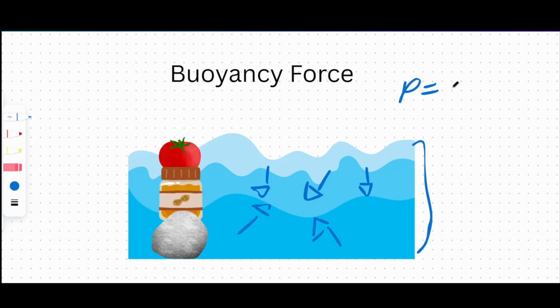Actually, we have an equation for this. Pressure equals the density of whatever liquid times gravity times height, or the depth of the water. Because of this equation, we know that at the top there's relatively little pressure, and at the bottom there's a lot of pressure.